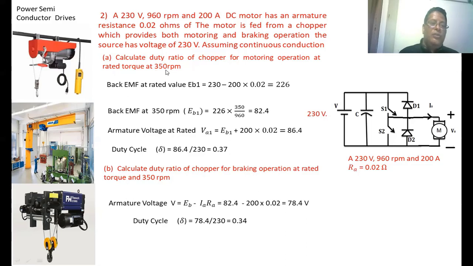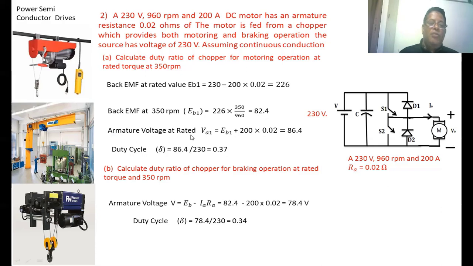So we have to calculate the duty ratio of the chopper when the motor is running at this speed. First, we calculate the back EMF at rated voltage and current. The back EMF EB1 equals 230 minus 200 into 0.02 armature resistance, which gives 226 volts. At this back EMF, the motor runs at 960 RPM. Now we have to find the back EMF at 350 RPM. EB2 equals 226 divided by 960 RPM into 350, which gives 82.4 volts.